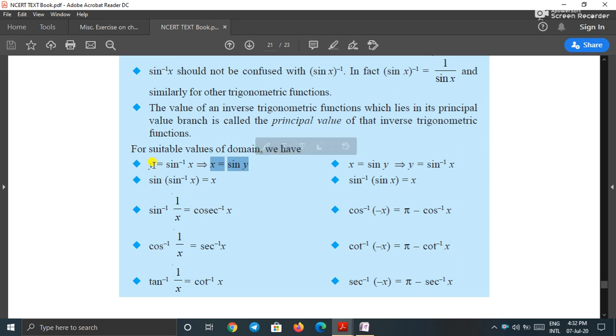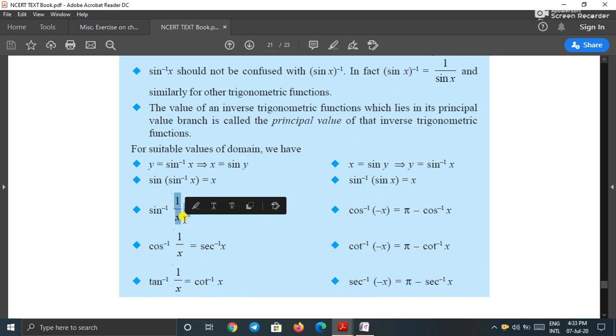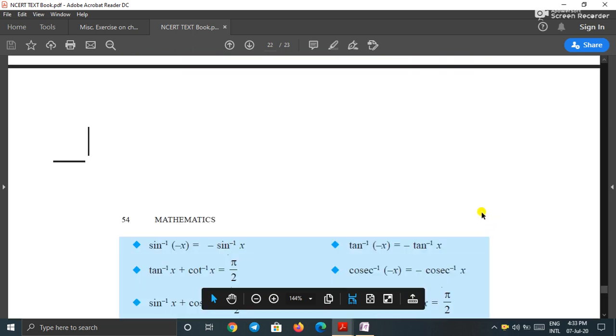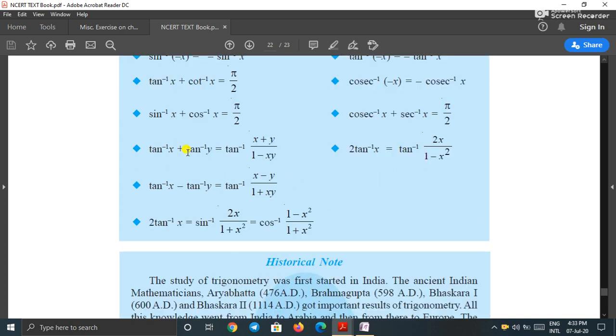If y is equal to f inverse x then f of y is equal to x. Sin inverse, these are the functions, right? Always keep this fact in the mind. All these are functions. Sin inverse 1 upon x is equal to cosec inverse x. Okay. Cos inverse 1 upon x is equal to sec inverse x. These are some properties. Some more properties. Tan inverse x plus cot inverse x is equal to pi by 2. You have already proved all these properties. Tan inverse x plus tan inverse y. And these properties are correlated to the normal trigonometric ratios.